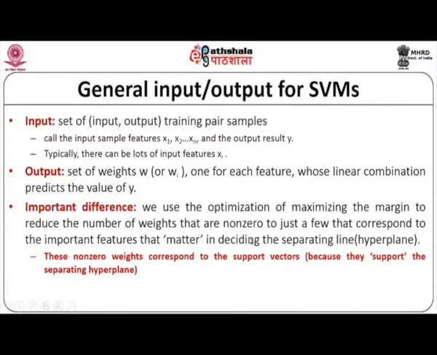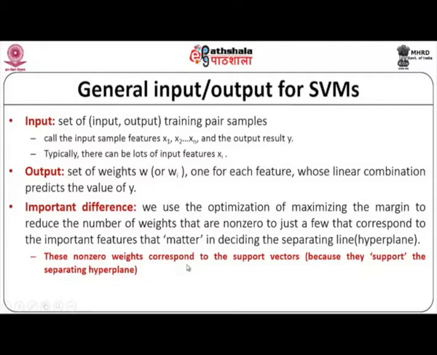Now, this optimal margin is going to help in reducing the number of weights. Originally we may have n features. From the set of n features, we are going to derive a subset of features, and for that subset only we are going to identify weights. These weights which are non-zero associate to a limited set of features from your input feature set. These non-zero weights actually correspond to the support vectors, which are part of your training sample, and since they support the separating hyperplane, they are called support vectors.